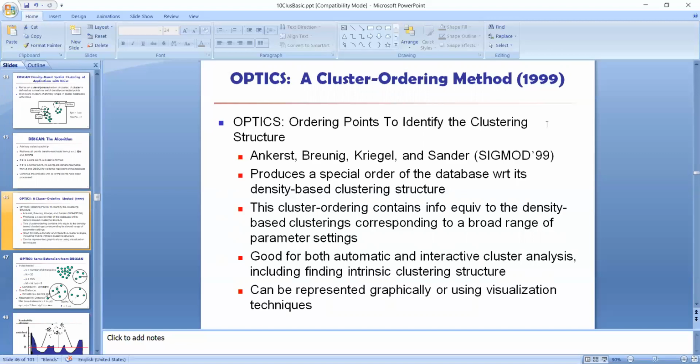To overcome such a difficulty, we are using OPTICS. OPTICS does not explicitly produce a dataset clustering. Instead, it outputs a cluster ordering. This is a linear list of all the objects under analysis and represents the density based clustering structure of the data.